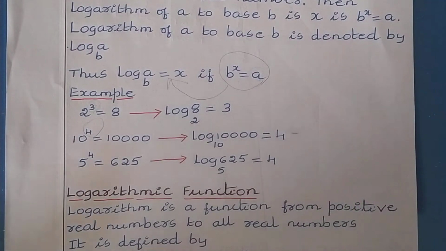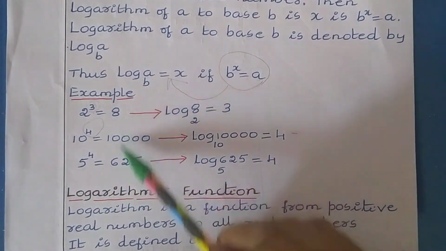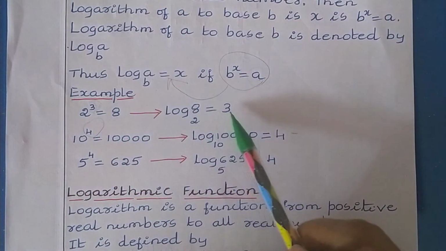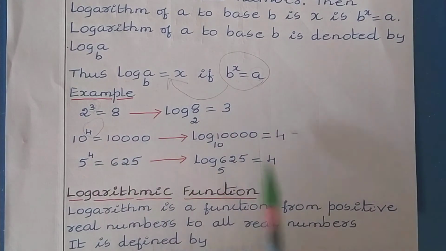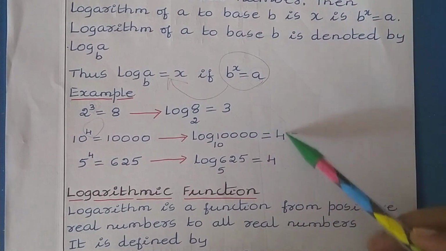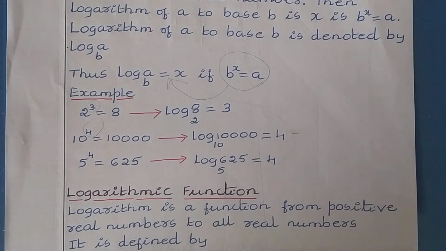So totally, by observing this, we can say the logarithm function gives you the power value of the number. See, here we have seen in these examples, for this we got 3 as the answer, here we got 4 as the answer, here also we got 4 as the answer. All these numbers are nothing but the power values. So by using the logarithm function, we can find the power value. That is the main use of the logarithm function.